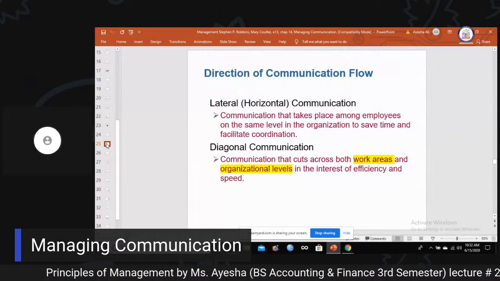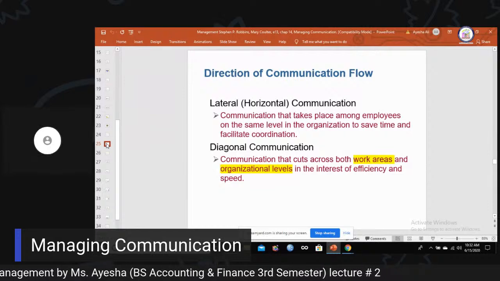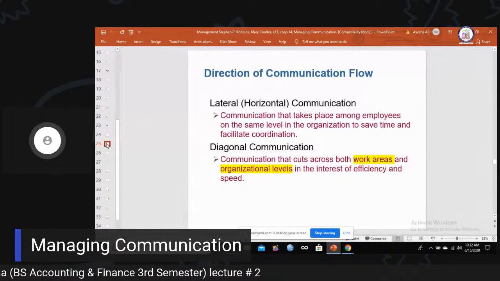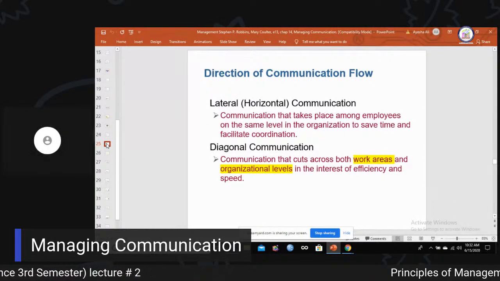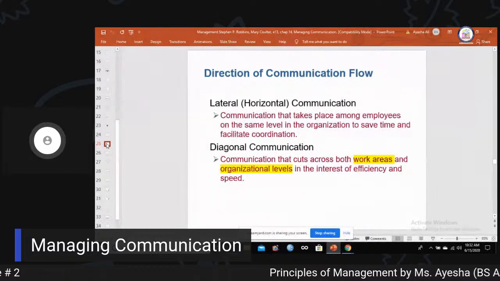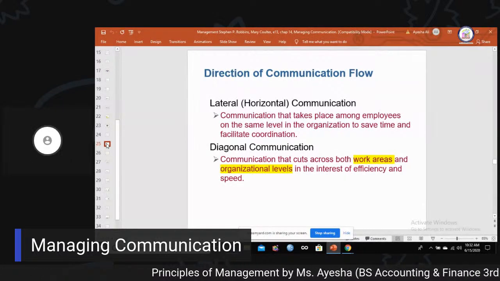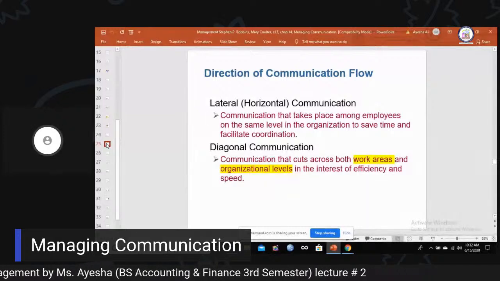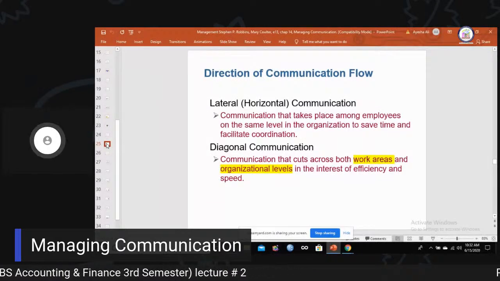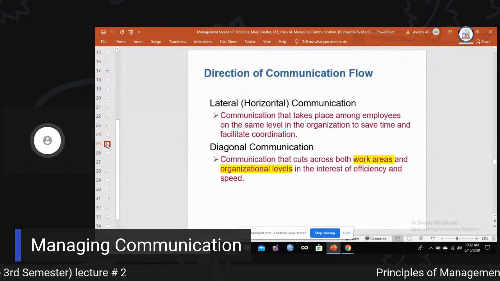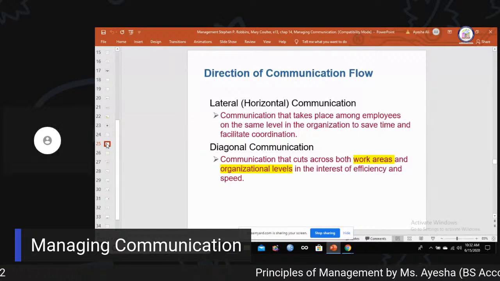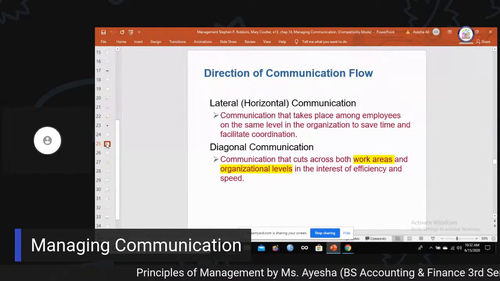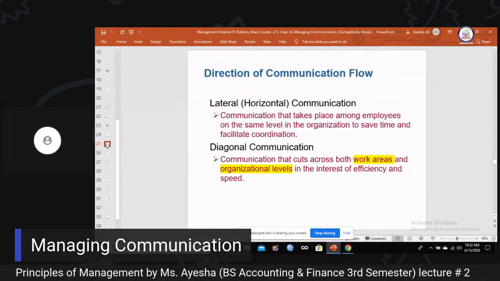Cross functional team is basically a lateral and horizontal communication example, in which people from different departments work for the same goal. Different department people, for example, human resources, finance, and production, are all working for the same goal. So it saves a lot of time.